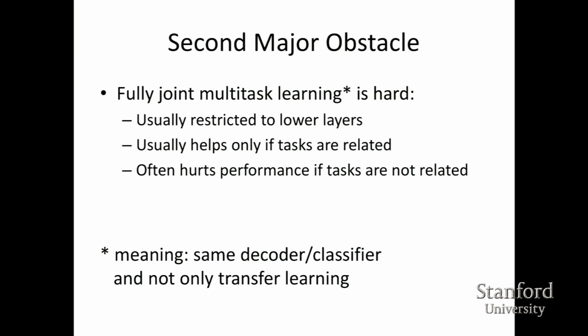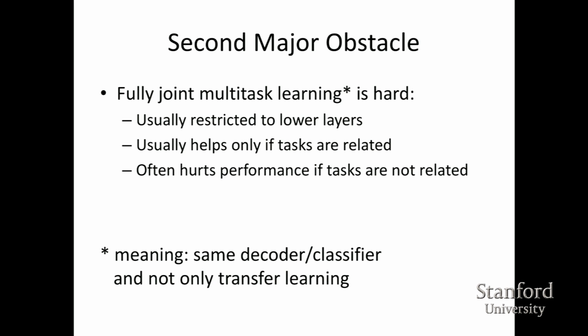Now, the second one is that fully joint multitask learning is actually incredibly hard. And what I mean by saying that is that we don't just want to share some parts of the model, like word vectors, which we're already pretty good at sharing, but we want to have the exact same decoder or classifier, and we don't want to just transfer between a single source and one target task, but we want to ideally train both of them jointly.